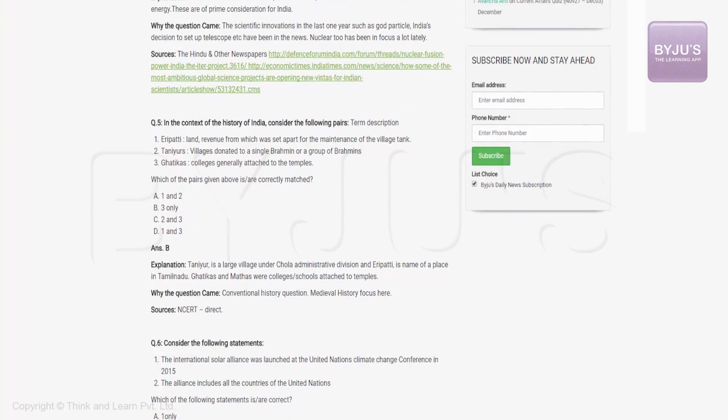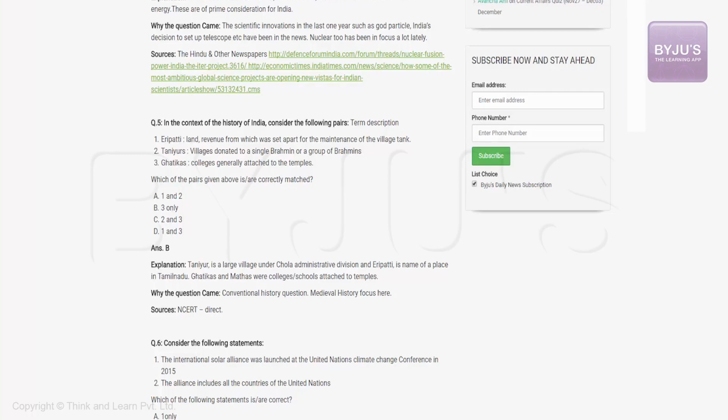Now, 6th question. The International Solar Alliance was launched at the United Nations Climate Change Conference in 2015. Okay. Now, you might know what the International Solar Alliance is, but you might not know when it was launched, etc. But it is within 1 year. This question came in 2016, and 2015 is what is written here. So there is a high probability of that being right. The alliance includes all countries of the United Nations.